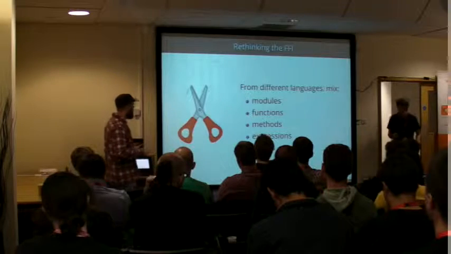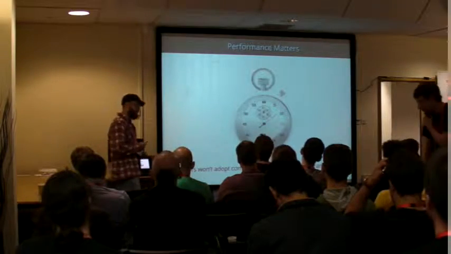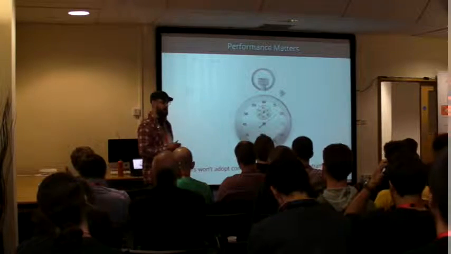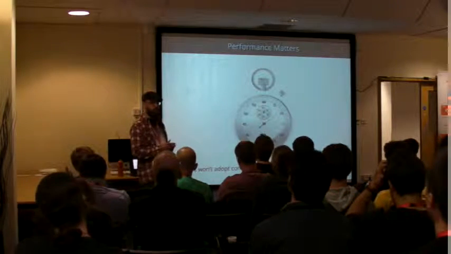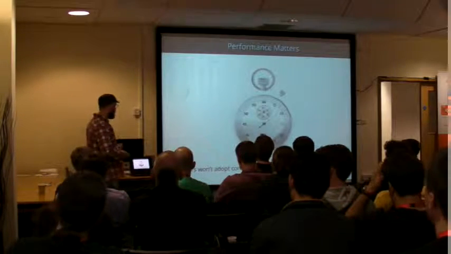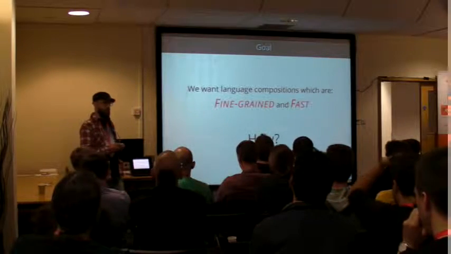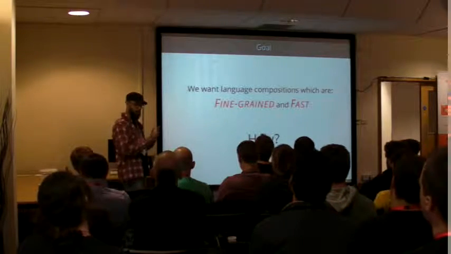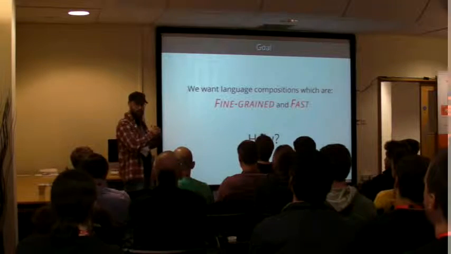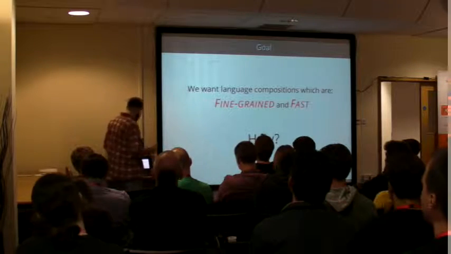But of course, the whole time, we have to think about performance. Because if language composition slows down users' programs, they just aren't going to adopt our composed VMs, and it renders the whole thing pointless. So really what we want is fine-grained language compositions. By fine-grained, I mean very high levels of interoperability, and we also need them to be fast. And the question is, how do we do this?